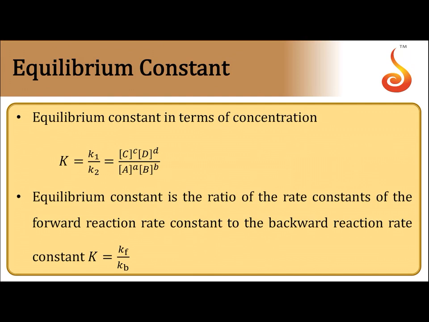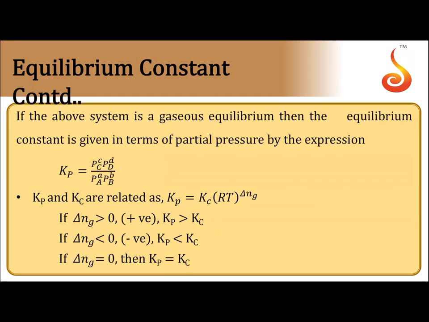So the equilibrium constant in terms of concentrations will be C power c into D power d by A power a into B power b. It is defined as the ratio of the rate constants, the forward reaction rate constant to the backward reaction rate constant, that is Kf by Kb itself is called the equilibrium constant.